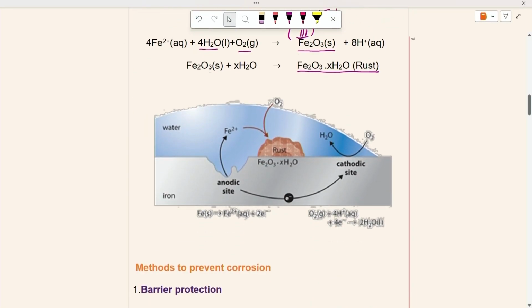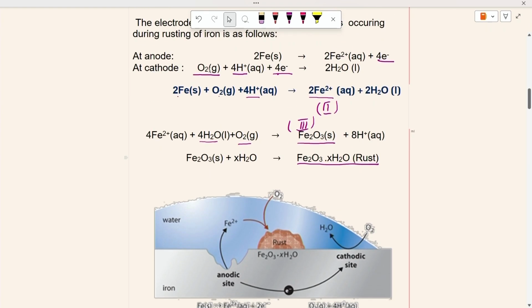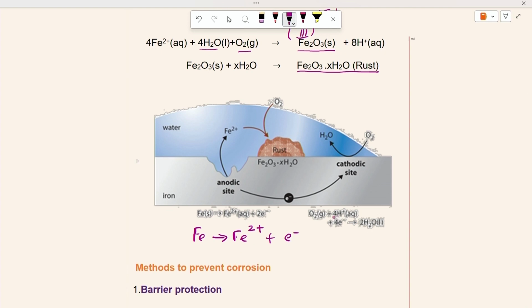Now, here there is a picture showing the anodic site. At the anodic site, iron gets oxidized to Fe2+, releasing electrons. That is what we have seen in this reaction. And here we have oxygen taking up the electrons with H+ ions. In the presence of H+ ions, it takes up electrons and gets converted into water. It is not balanced here, I am showing it because this is not that clear. This is where electrons are consumed.